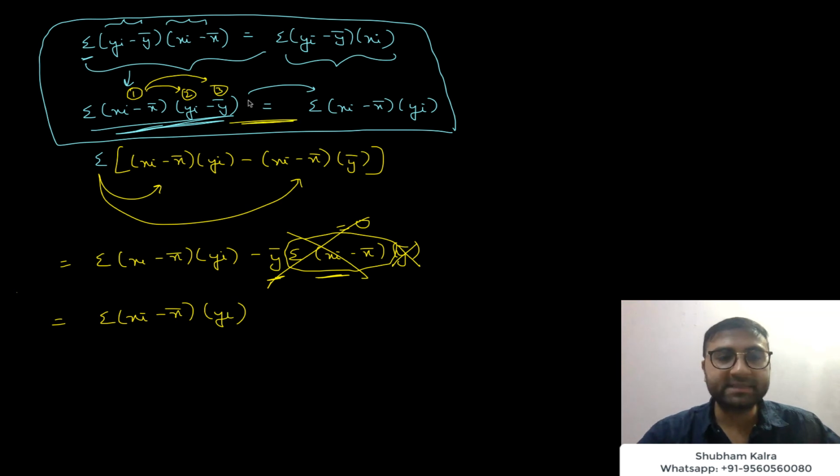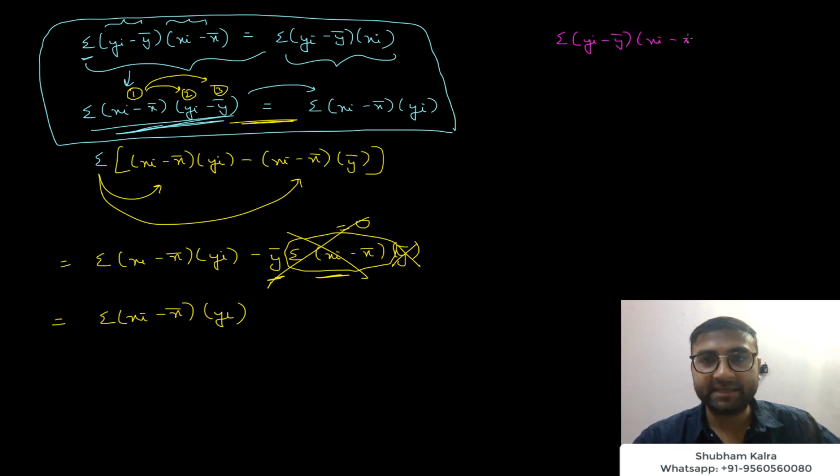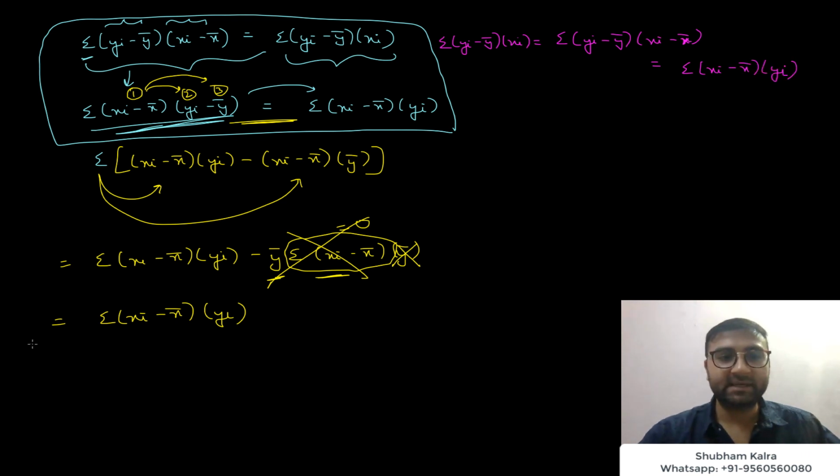So what is it that we have learned over here? We have learned that summation of yi minus y bar multiplied by xi minus x bar is actually equal to summation of yi minus y bar multiplied by xi, and this is also equal to summation of xi minus x bar multiplied by yi. Now I understand this is a lot of math to keep in mind, so let me tell you a trick.